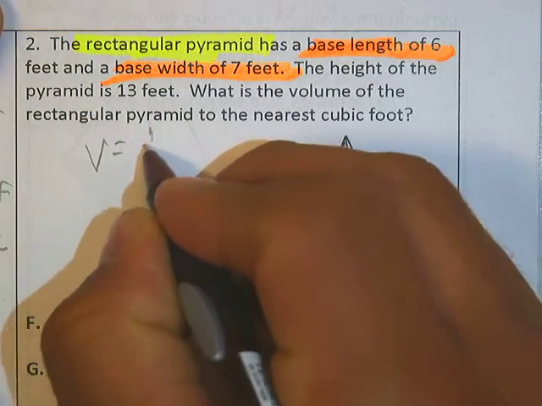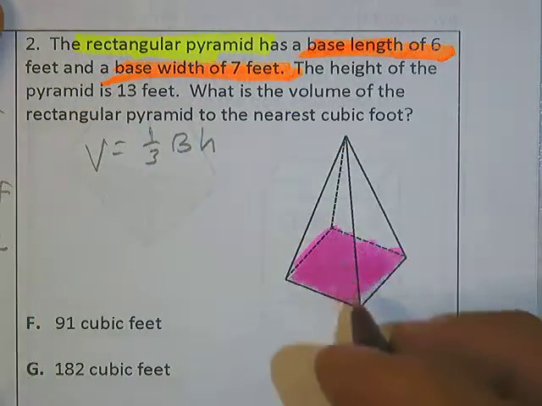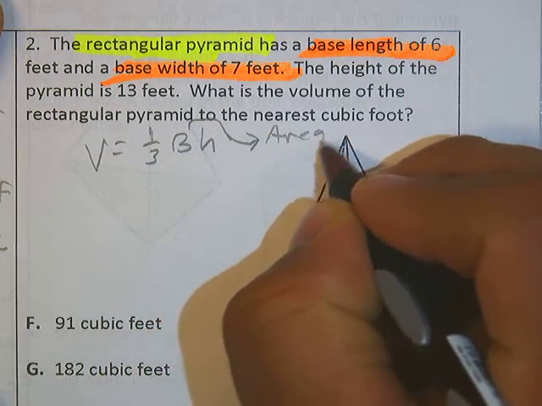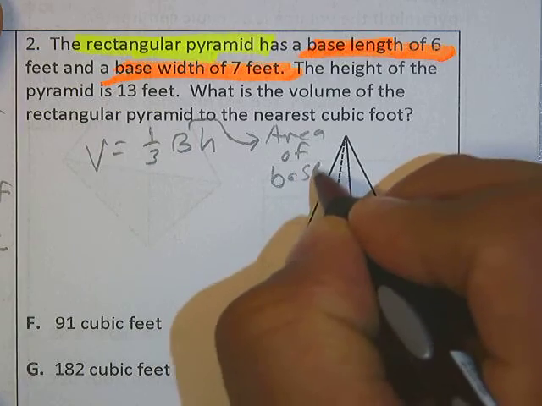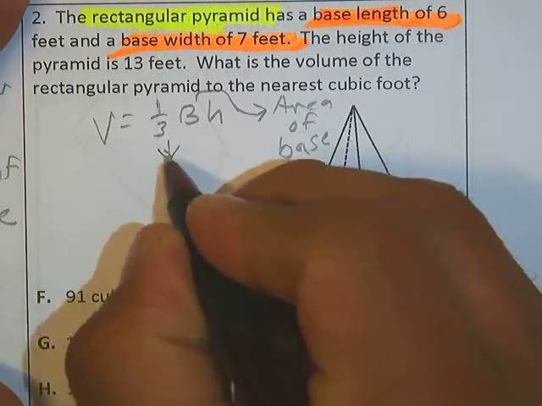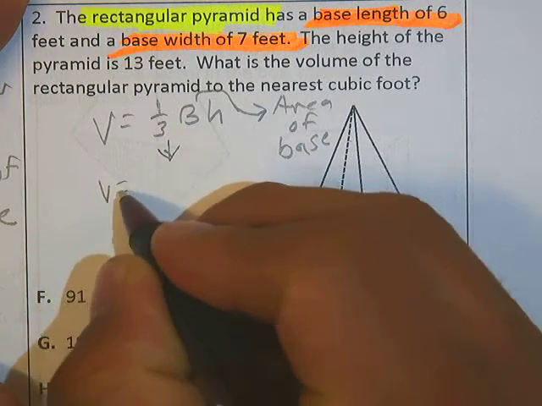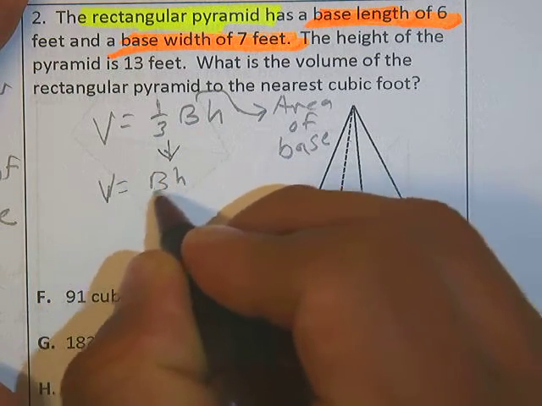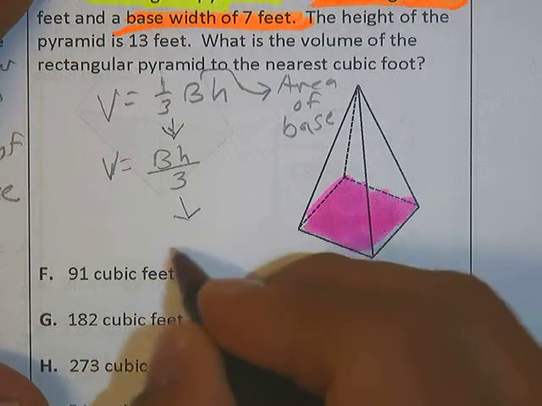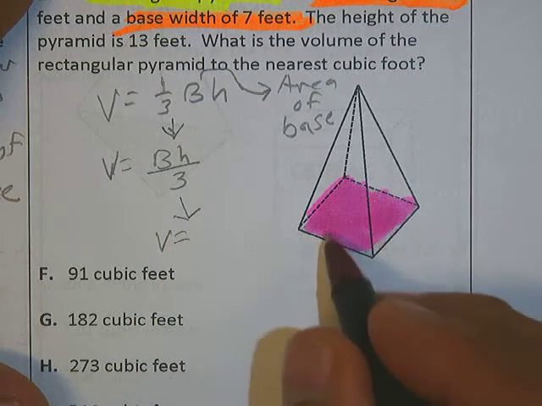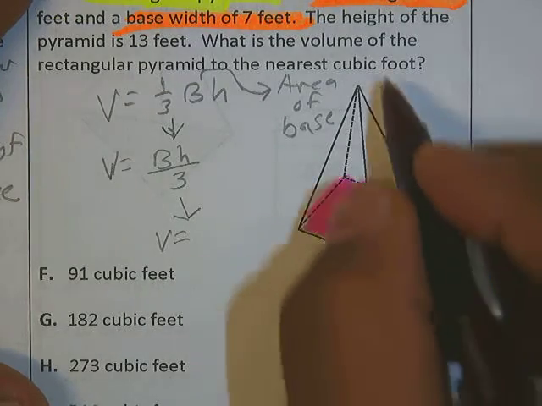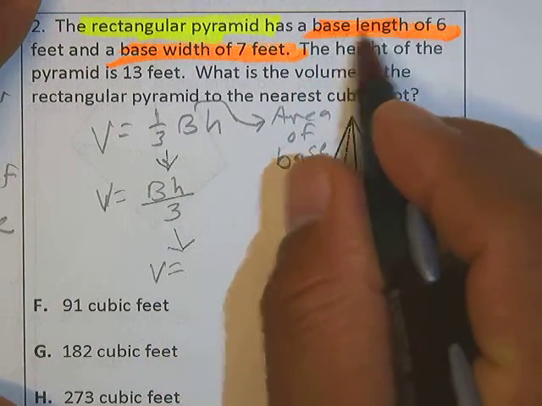So my equation given to me is volume equals 1/3 the area of the base times the height. Once again, that capital B is the area of the base. So then I like to rewrite it. You know how sometimes we can rewrite equations to make it easier for us? Well, volume equals area of the base times height divided by 3. Even easier than that, because my base is rectangular, let me write down the dimensions.